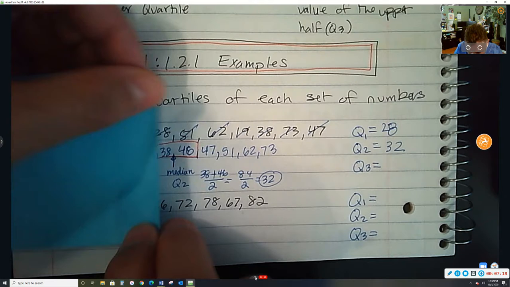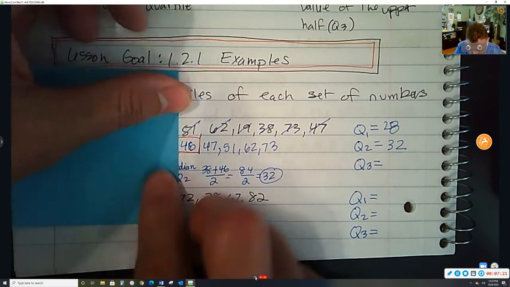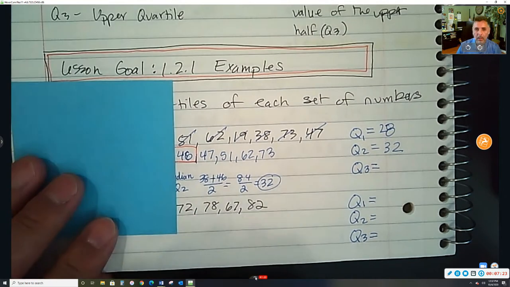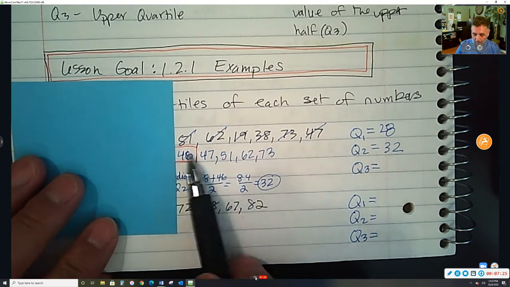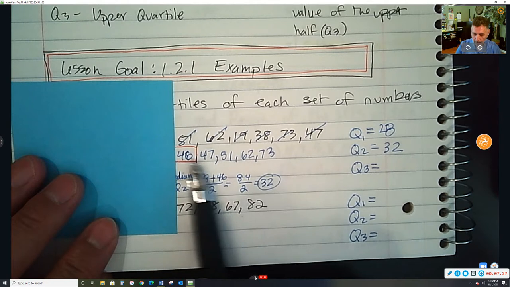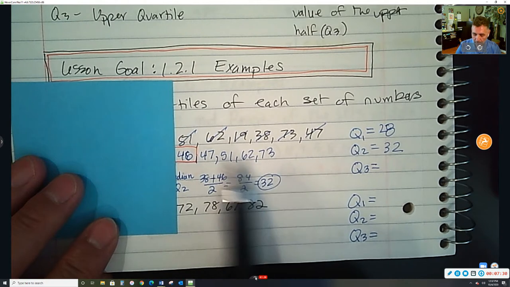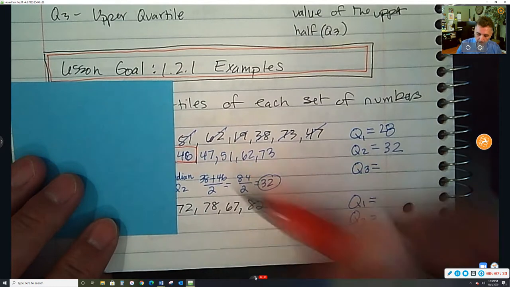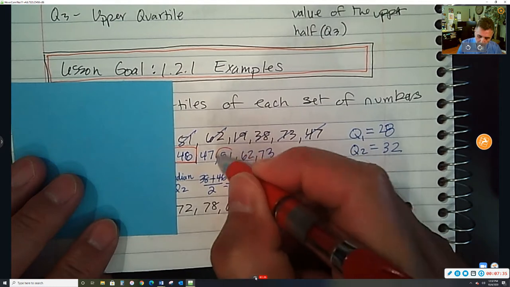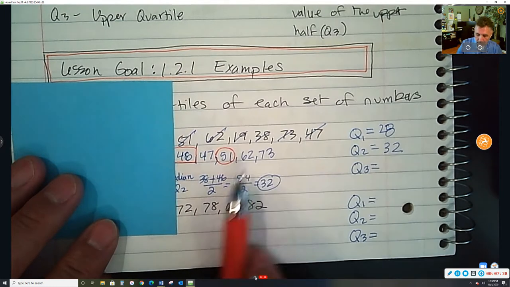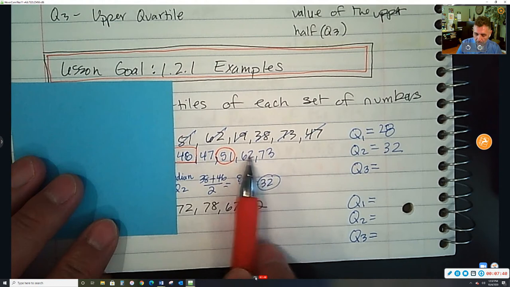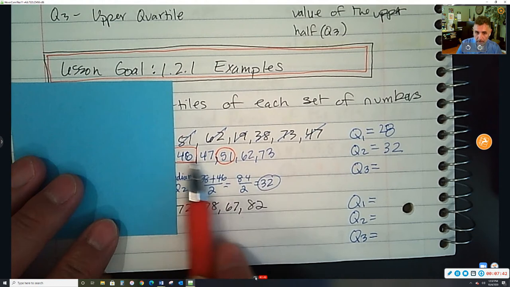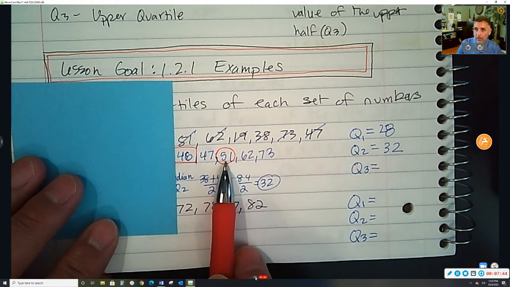So I'm going to block off the lower half. So I blocked it off. And now I'm just looking at the upper half. So now I'm going to find the middle there. And again, there's 1, 2, 3, 4, 5 numbers. So I'm going to pick out the middle one. And that's the middle one. Again, I know it's the middle one because there's 2 over here and there's 2 over here. So that has to be in the middle.